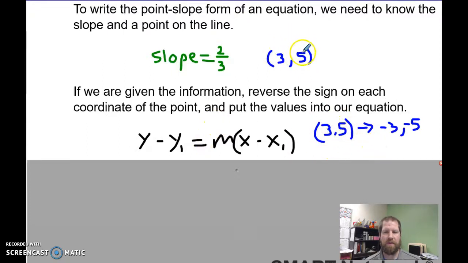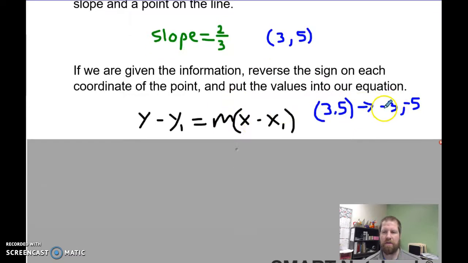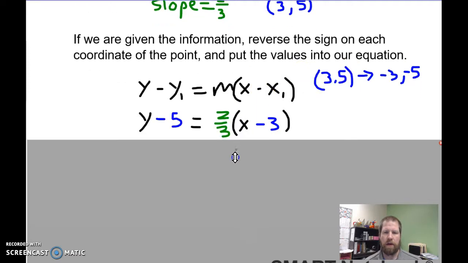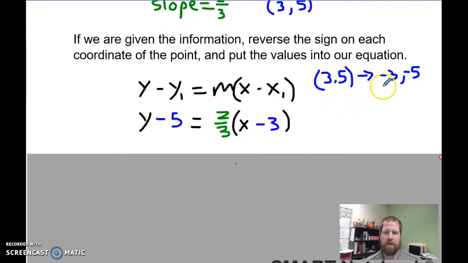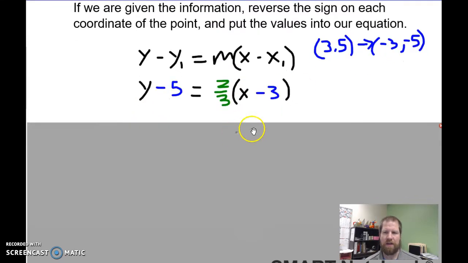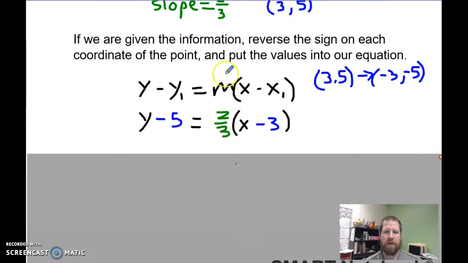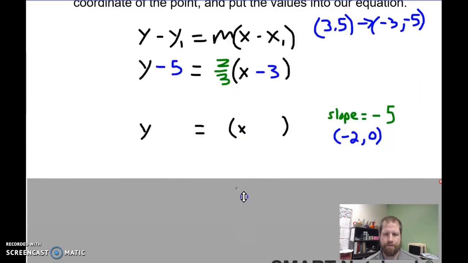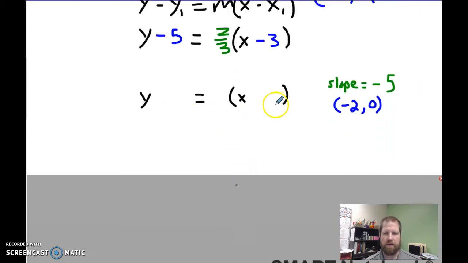So both 3 and 5 are positive. So I'm going to make those into -3 and -5. All right, and so when I put them into my equation, I'm going to have this as my y value, it's -5. So it becomes y minus 5 equals my slope of 2/3 times x minus 3. Okay, so that's the only step you really need to do before plugging in the values, is reverse the signs on each coordinate.